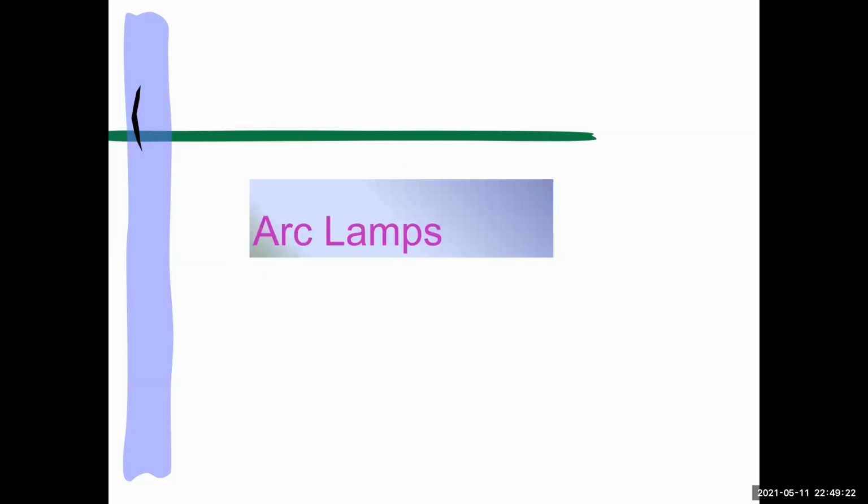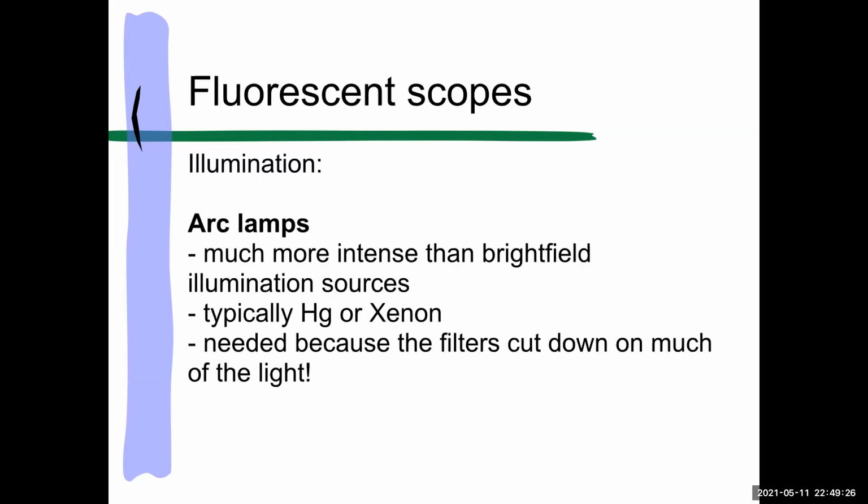Okay, arc lamps, moving on. I just want to make sure we haven't talked a lot about the illumination source for fluorescence microscopy. And just a quick note that we use arc lamps because they're super bright, and usually they're xenon or mercury. And you have to start with super bright light because you're going to throw away most of it, right?